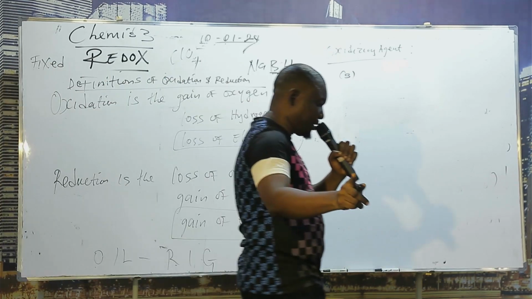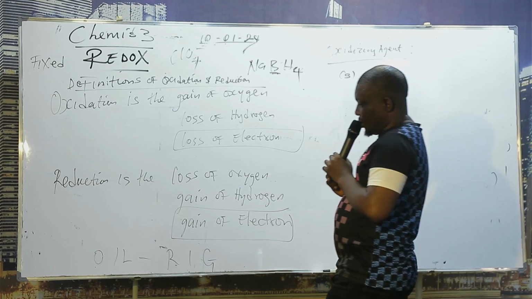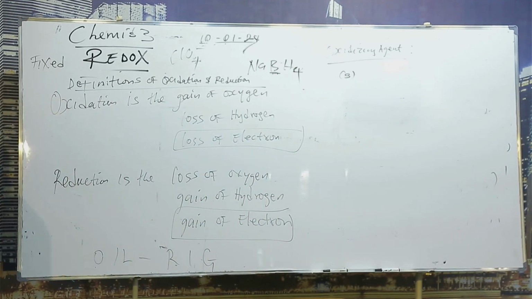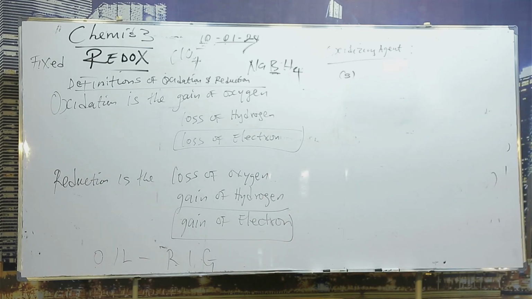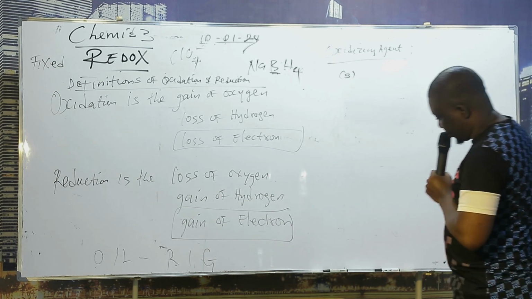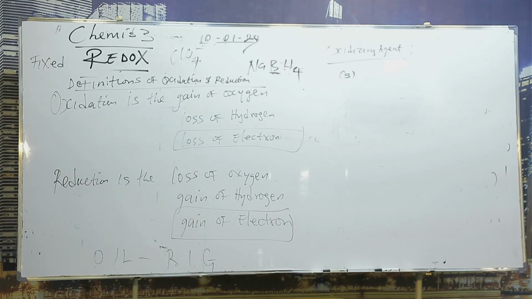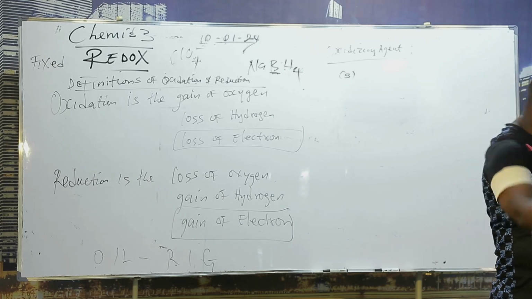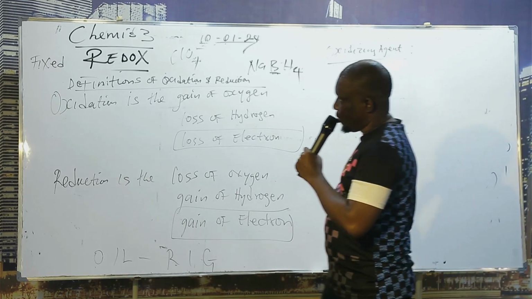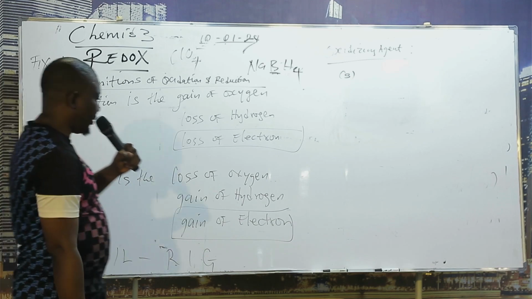On the other hand, reducing agents are electron donors, comma, that is, they lose electrons to other chemical substances.